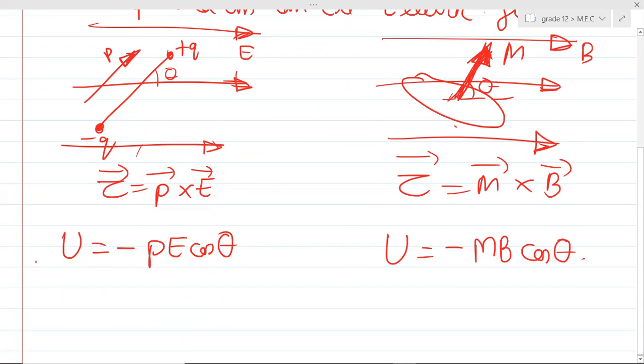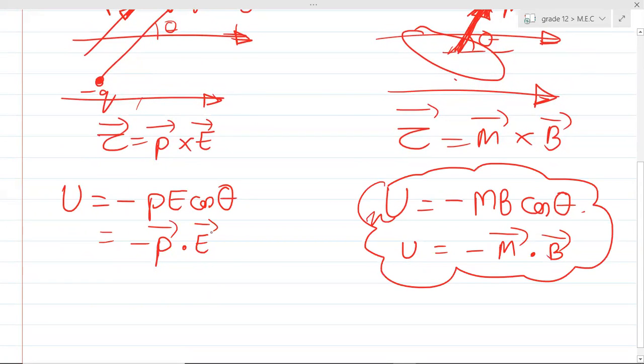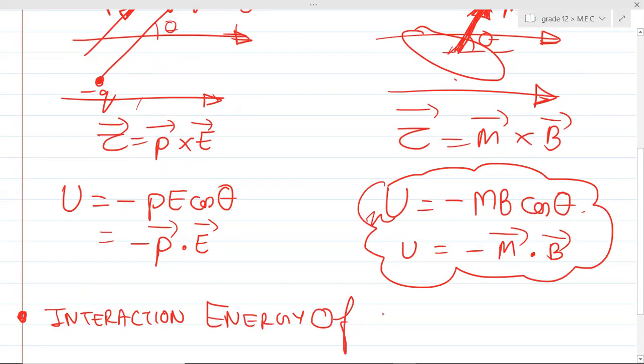So we'll learn about this now. Interaction energy of a current-carrying loop.